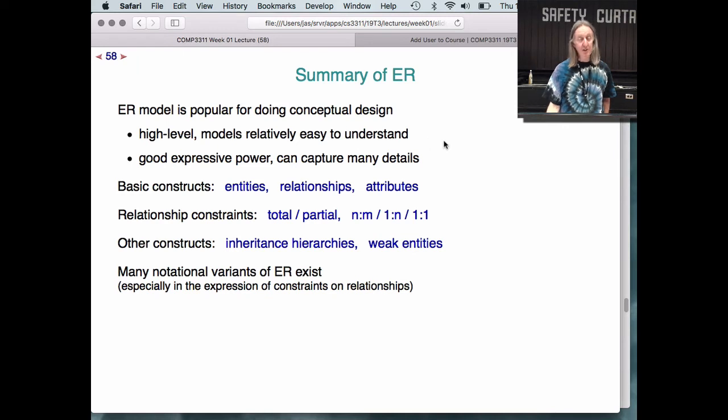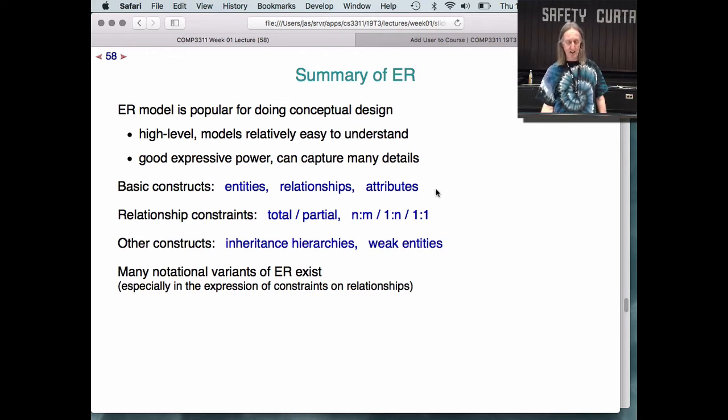ER diagrams can capture a lot of details, but as we'll see, they don't capture all the details. Like for a student ID, if we talk about UNSW, there's nothing in the ER diagram that says the student ID has to be 7 digits long. We definitely want to capture that information somewhere, and that's going to crop up when we start writing SQL schema for those kinds of problems.